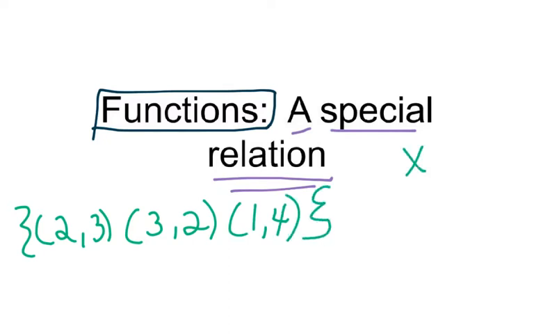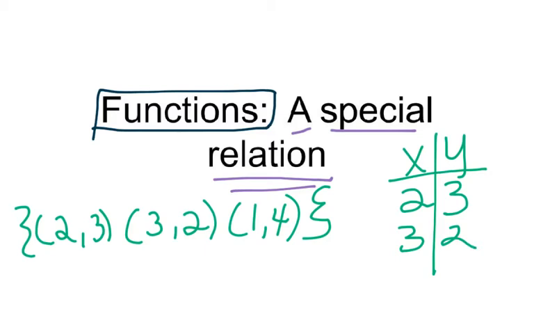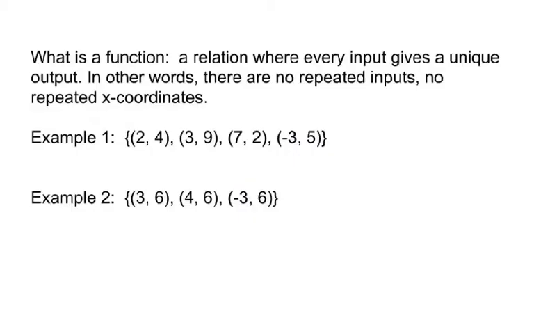We also put those in a table. And we also did those as a graph. 2, 3, 3, 2, 1, 4. So we looked at a relation, and we looked at tables, a set, and we also looked at a graph. Well, functions are a special relation. There is a special rule for functions that has to do with that relation.